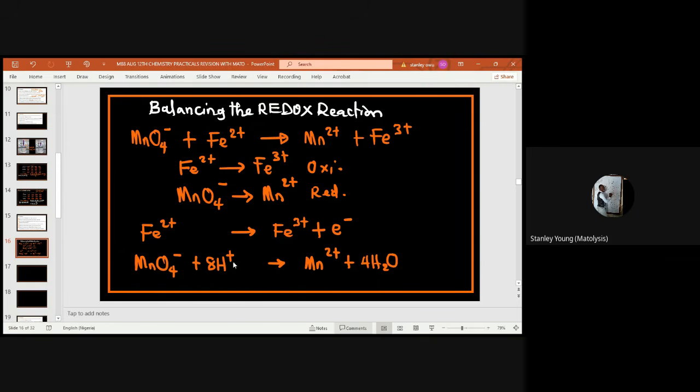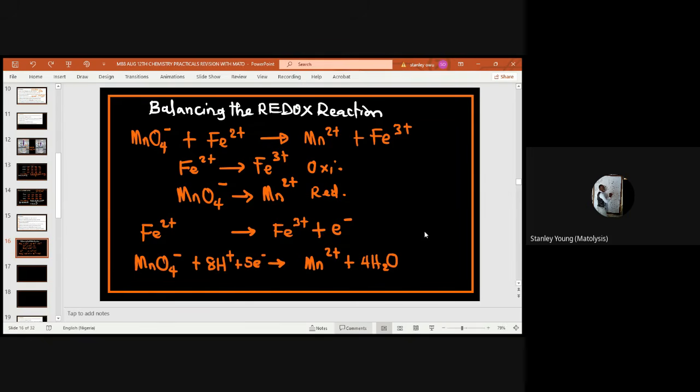And you add the electron to the side that is more electropositive. So we're adding 5 electrons towards the left-hand side. So you have done a balancing of atoms and charges. Let's equalize electrons. We have 1 electron here, and you have 5 electrons here.